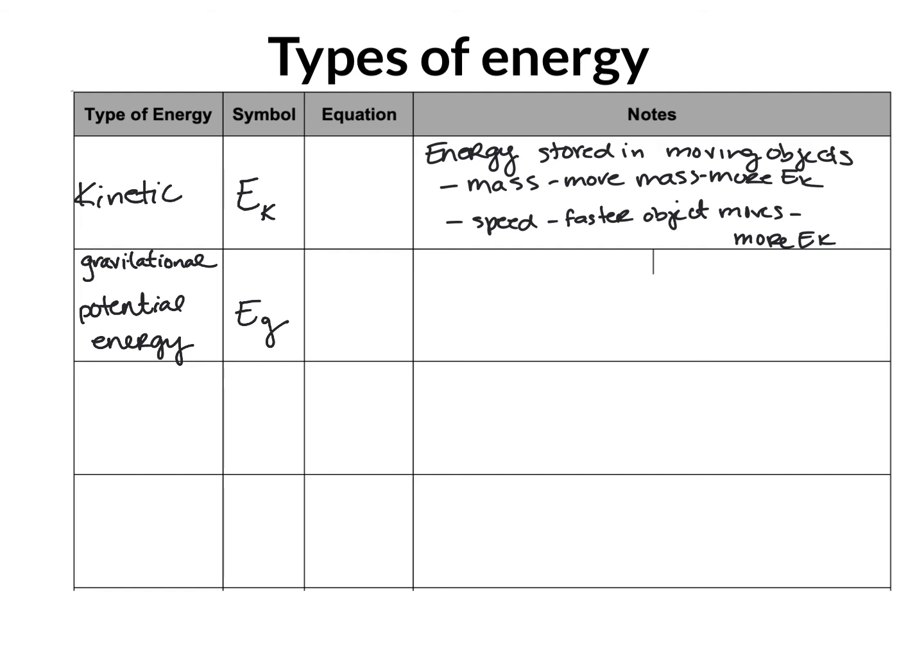If you tell me when we're back in school that it has potential energy, my follow-up question will always be, well, what kind of potential energy? The other kind of potential energy we will use is elastic potential energy. And that will be EEL. We will again get equations for both of these when we come back. But gravitational potential energy is the energy that is stored in objects that are at some height above, we'll say, the ground.